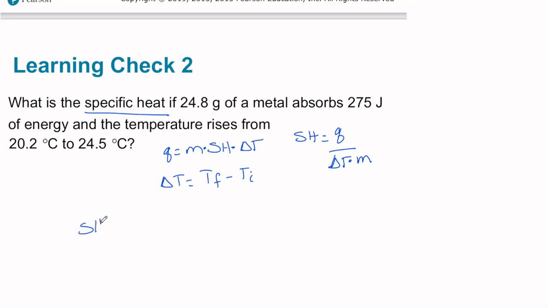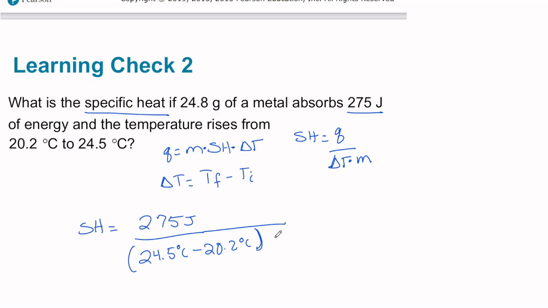All right, SH is equal to Q, which we were given as 275 joules. Now let's remember that our specific heat should be in joules per gram per degree C, and therefore we don't need to perform a conversion there. All right, divided by delta T, we can go ahead and just put that in: 24.5 degrees C minus 20.2 degrees C. And we'll just put that in parentheses because we'll need to perform that first before we multiply times the mass. The mass of our substance is 24.8 grams. Now this will give us units of joules per gram degree C, and that will be correct.